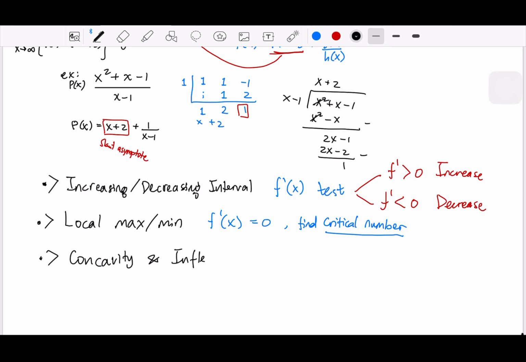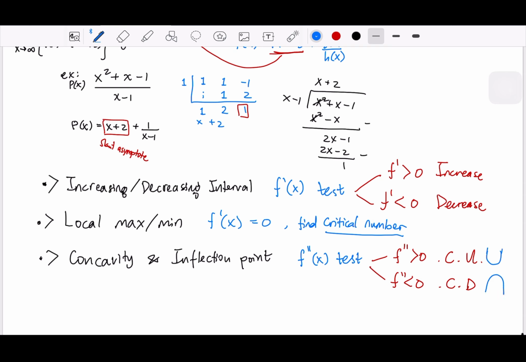The next part is the concavity and the inflection point, which is related to the second derivative test. The second derivative test results in the concavity observations. When f double prime is positive or negative, the concavity changes. When it is positive, it is concave upwards. When it is negative, it is concave downwards. I hope you remember how the shapes look.